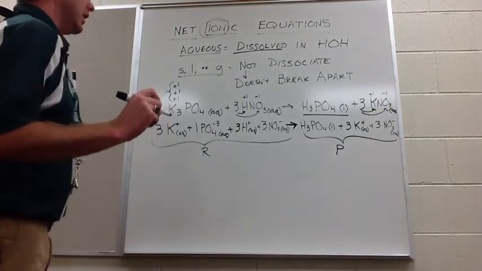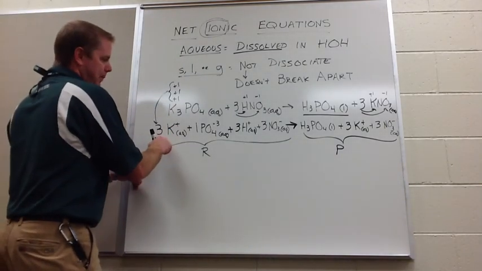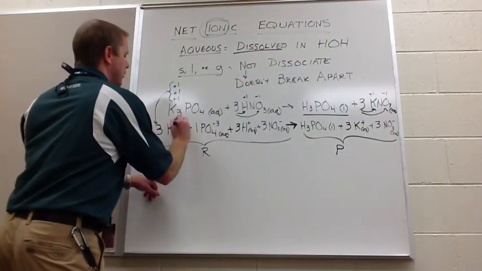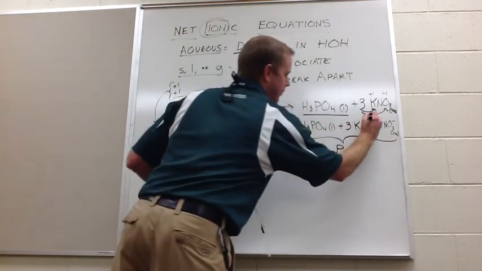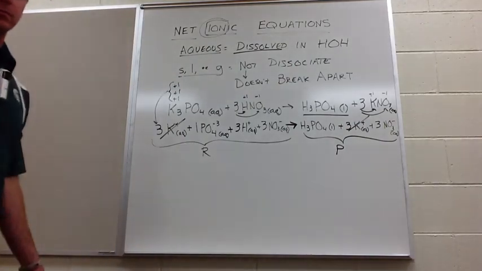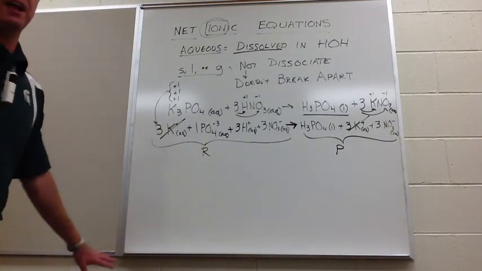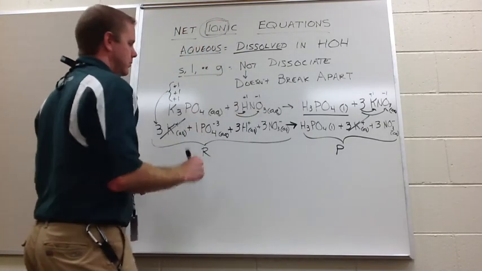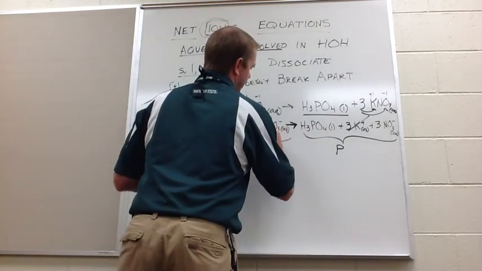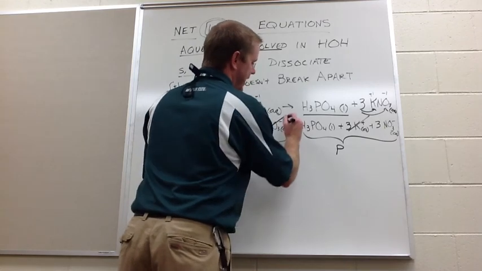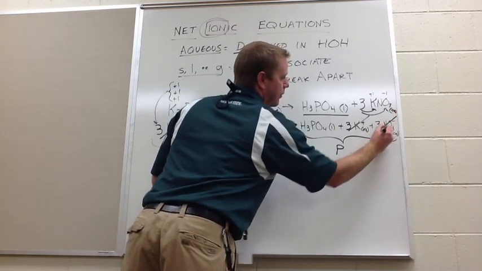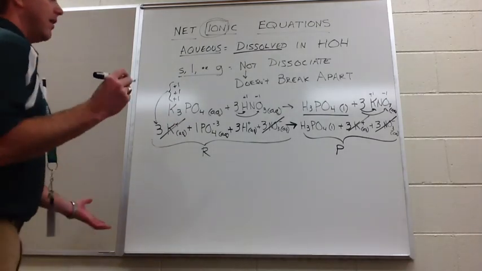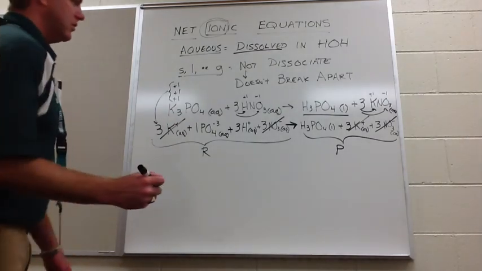When we go to look, I see 3K plus aqueous ions here and 3K plus aqueous ions there. Those are the exact same 3K plus ions, so you cross them off. They're spectating. They didn't actually do anything at all. They just stayed. Also, 3NO3 minus 1 aqueous ions and 3NO3 minus 1 aqueous ions there. When I look at this, there is nothing else that matches.